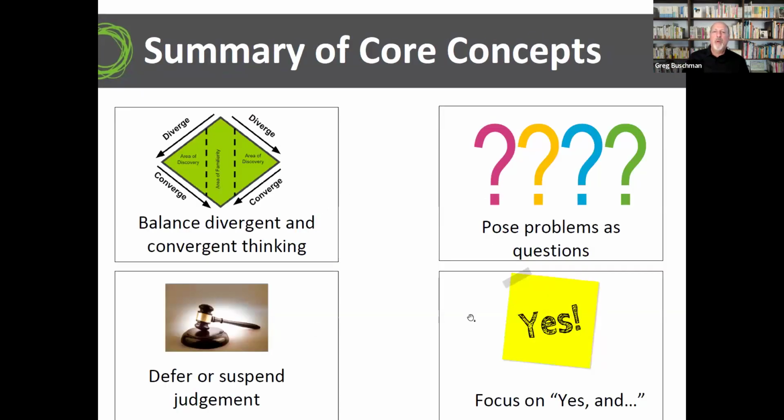So just a quick summary of the core concepts that we talked about. Remember, divergent and convergent thinking are absolutely critical when it comes to creative problem solving, creativity, and innovation. We want to make sure that we pose problems as questions. Absolutely critical that we do this, because if we just state the problem, that's all we'll ever see. And just like in design thinking, we fall in love with the problem, not by stating what the problem is. We fall in love with it by asking questions about it and stating it.